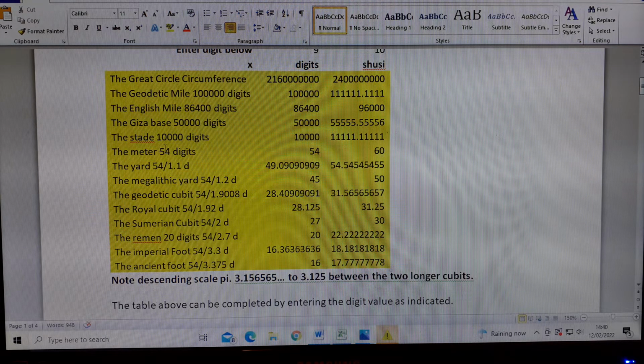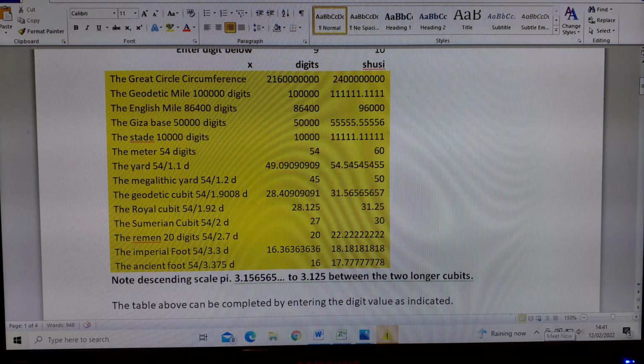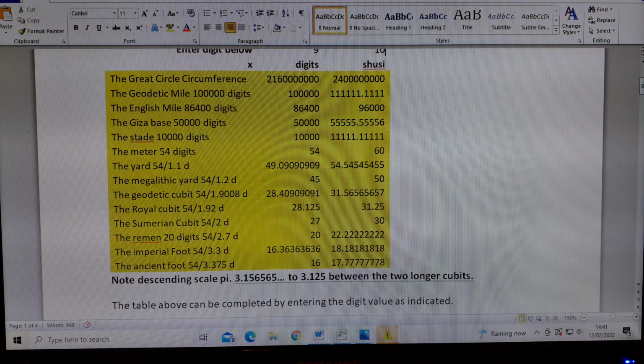There's some interesting numbers on the Shusey. There's 60 in a meter and 50 in a megalithic yard. There are 54 digits in a meter and 45 in a megalithic yard. We can see that the megalithic yard times 1.2 is the meter. And this is so important in proving that Professor Alexander Thom got his megalithic yard exactly correct, and that is one of the keys of this presentation. We're going to show that at the end of this presentation.